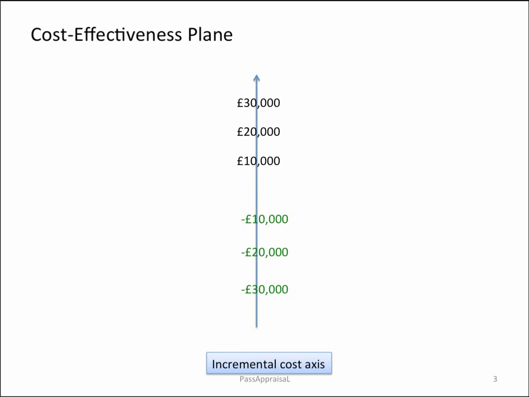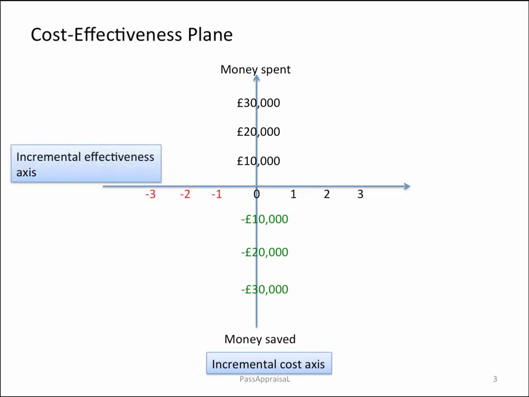The y-axis of this plane represents incremental cost. As you move up the y-axis, more money is being spent on the intervention being considered. As you move down, less money is spent, resulting in cost savings. The x-axis represents incremental benefit. As you move rightwards on the x-axis, more beneficial effects are obtained from the intervention being considered. As you move leftwards, less amount of benefits are notable.